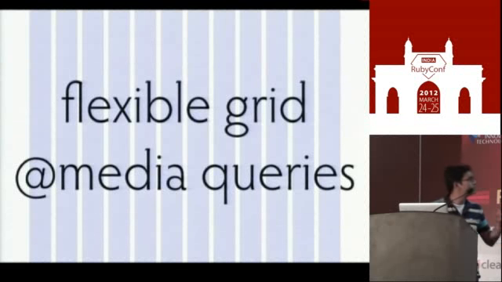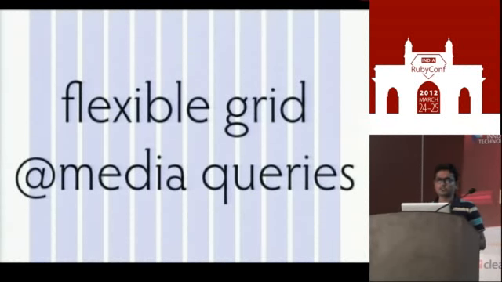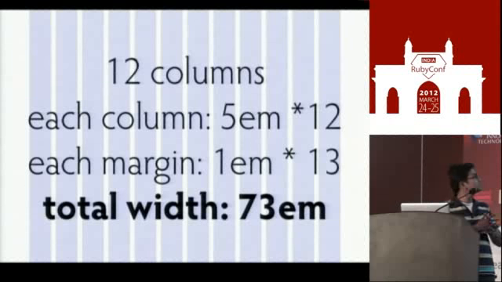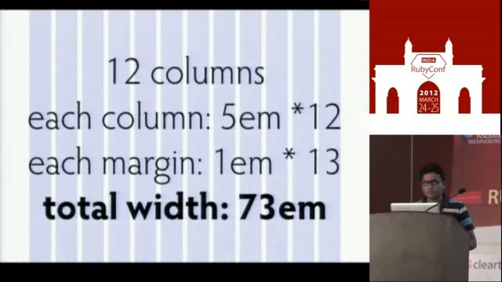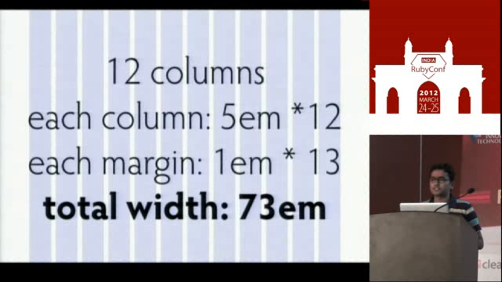And secondly, we will be using media queries. Media queries are a CSS3 module which allows us to target CSS based on certain conditions like the width or the height of the screen. So let's start. We are taking a grid of 12 columns. Let's make each column about 5 ems, and each margin between the columns will be 1 em. That gives us a total width of 73 ems.